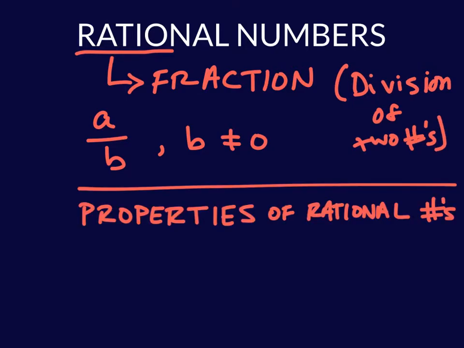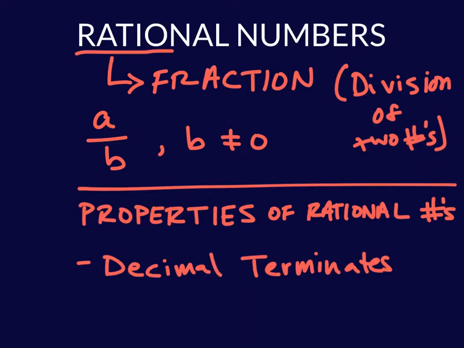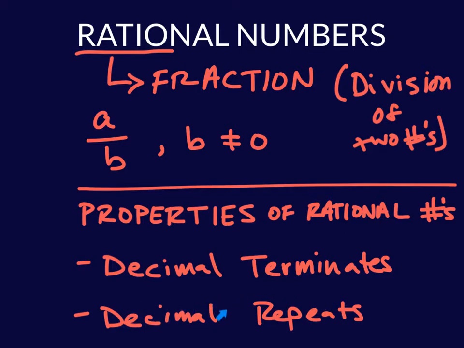Now we have specific properties of rational numbers. And the first property is that the decimal terminates. And what that means is that the decimal stops, okay? The decimal doesn't continue on, all right? And then there's a second property. And that's that the decimal repeats, okay?